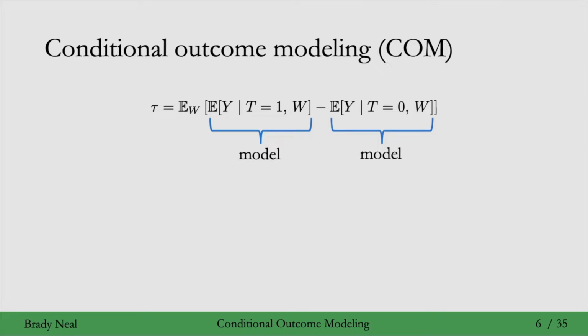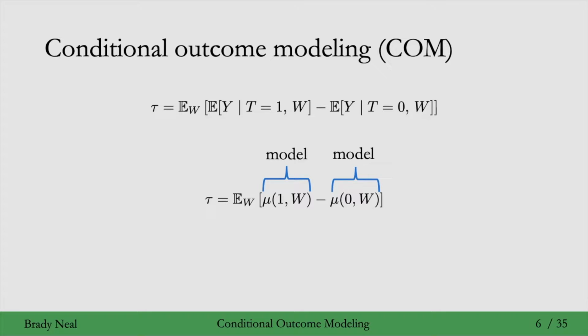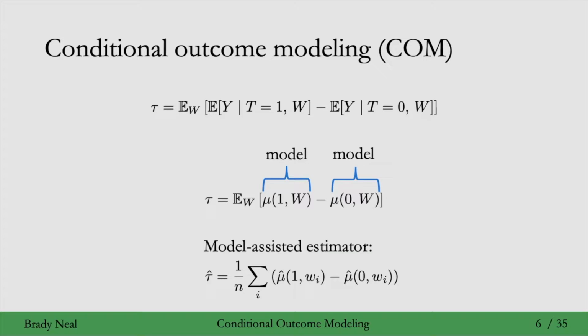What I'm going to do now is rewrite this conditional expectation using mu. So I've just taken the thing on the top and rewritten it using mu to mean this conditional expectation. Now we get this estimator, where mu hat here is some model trained using mean squared error to predict outcome from treatment and W.